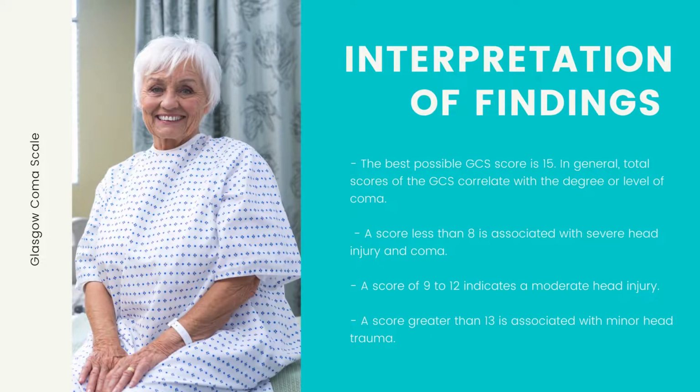Interpretation of findings. The best possible GCS score is 15. In general, total scores of the GCS correlate with a degree or level of coma. A score less than 8 is associated with severe head injury and coma. A score of 9 to 12 indicates a moderate head injury. A score greater than 13 is associated with minor head trauma.